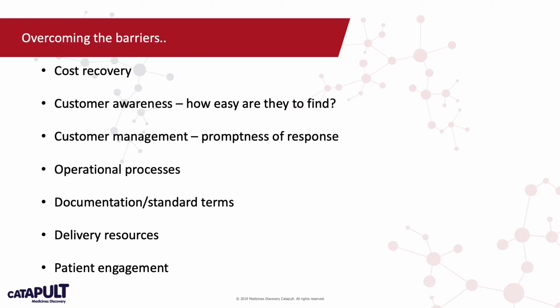To maintain customer awareness, so how findable they are, are they listed on the tissue directory? Do they have a dedicated and user-friendly website, or are they embedded within a trust or a university website and could be hard to discover? Customer management is important, so industry typically require a prompt answer, and it's important to get an early read on whether the request is feasible or not. So even if the answer that comes back is no, it's important that they hear that answer quickly so they know to look elsewhere. And thinking about operational processes, is it clear how you apply for access?